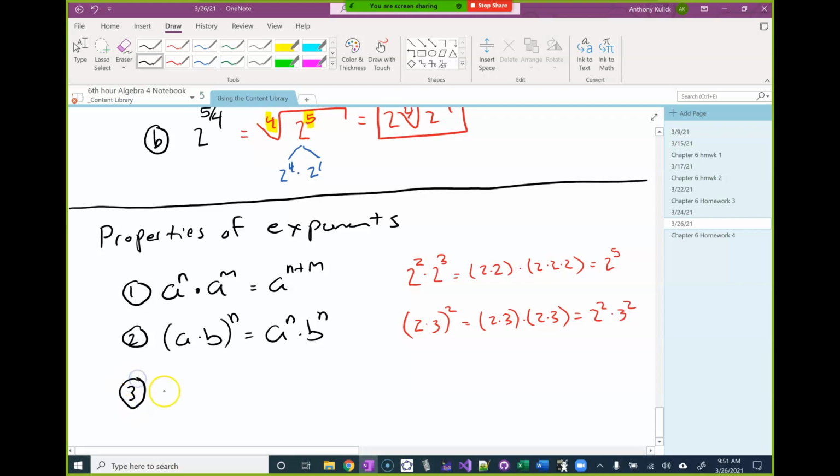The next property is if we have an exponent of an exponent. If we do that, we multiply the exponents. Just to demonstrate why that's true, if I have 2 squared to the 3rd, that means I have 3 2 squareds, which is 2 times 2, 3 times, for a total of 6 2s.